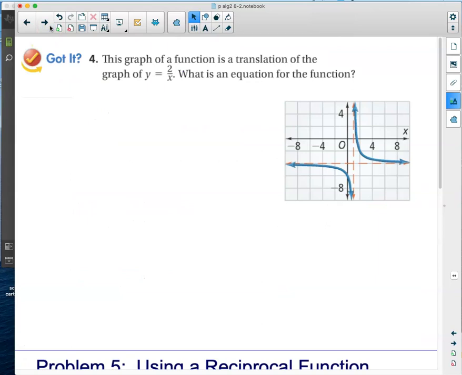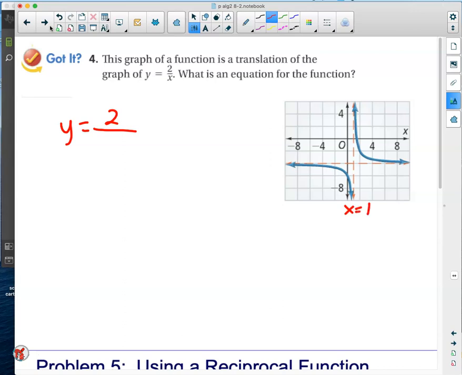Number 4 says, oh good, you can see the little blue lines a little bit better on this one. The graph of a function is a translation of the graph of y equals 2 over x. So they're giving us that. We have to figure out the x minus h and the k in the back. What's the equation for the function? All right, well, it's a little bit better here.